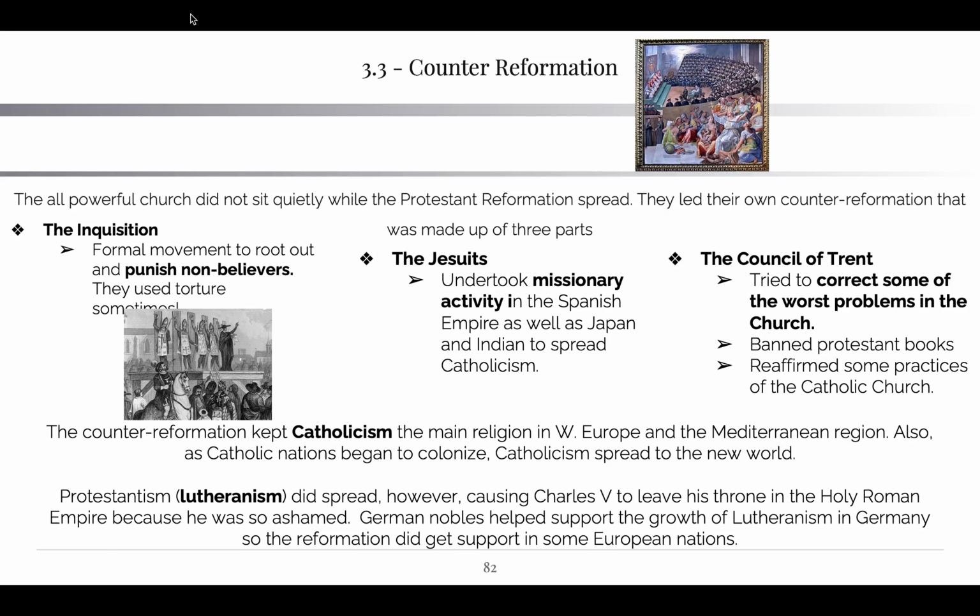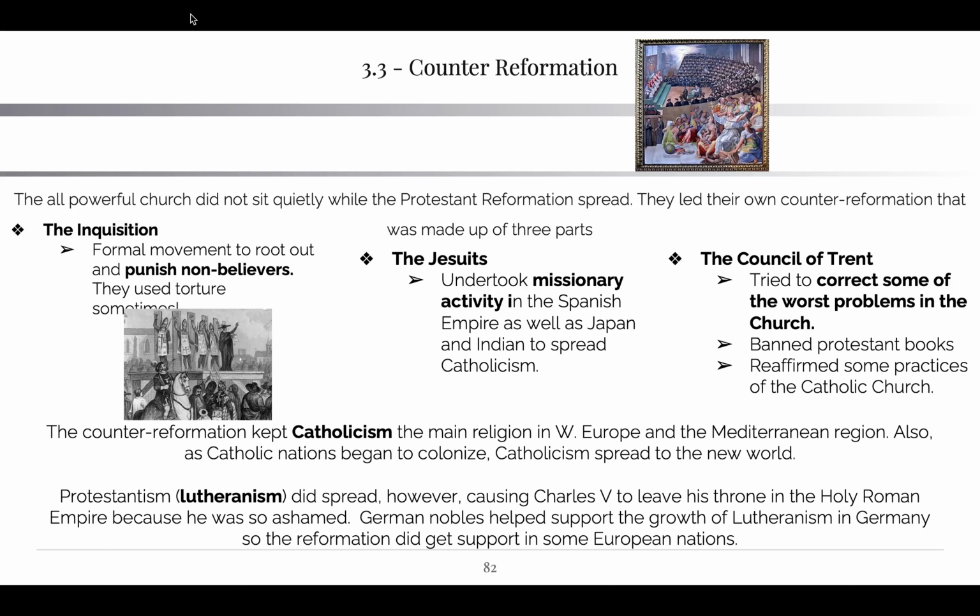Okay. The Council of Trent is where the Catholic Church tries to fix itself. That's when the Church is really trying to fix itself as best as it can. And it does a pretty good job because it only loses half its people, not all of its people. It almost lost like 3/4 of its people, so that's pretty significant.